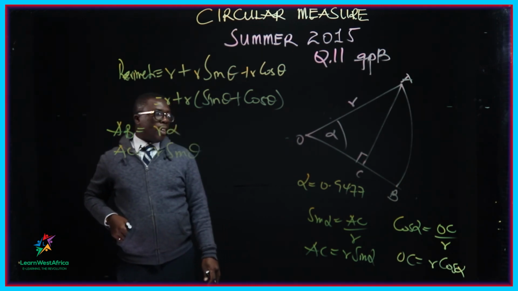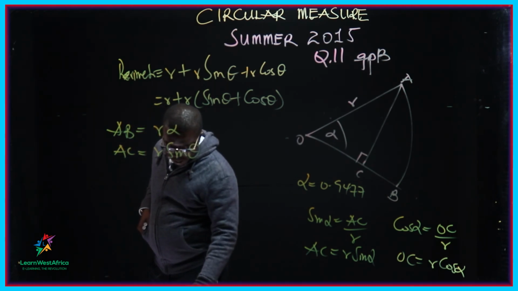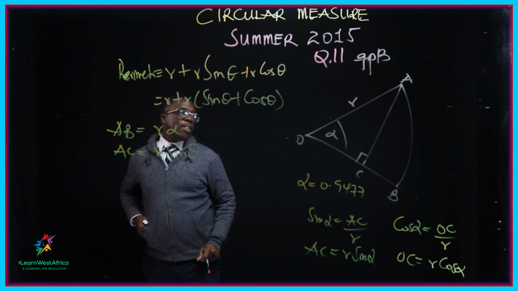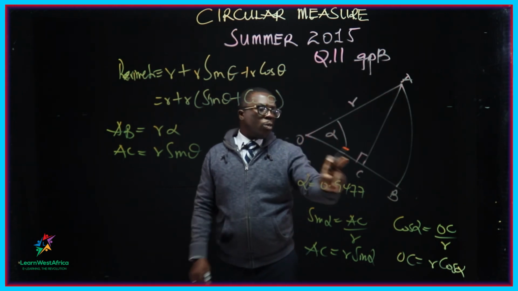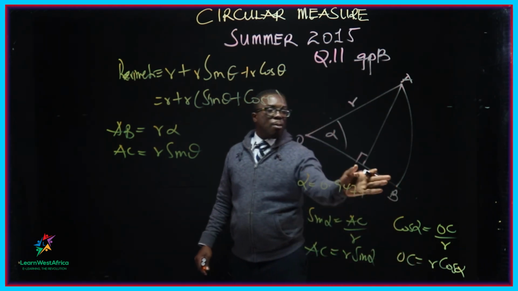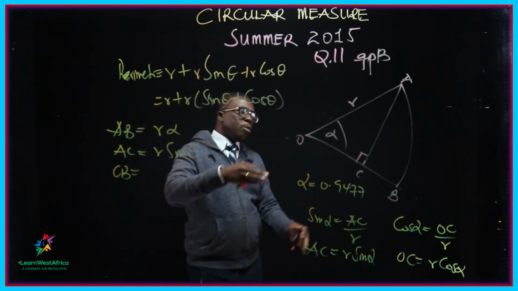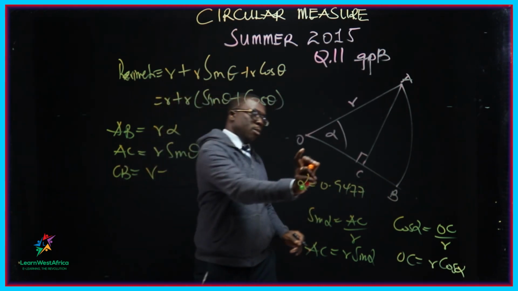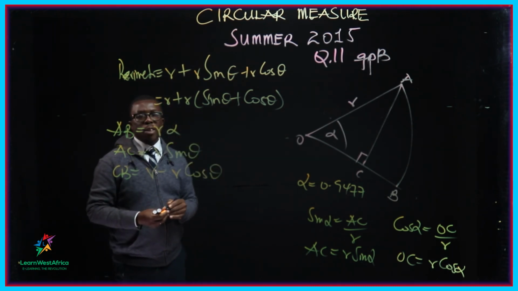All right, so now we are left with BC. Now we know that this is a radius of R. That one is going to give us a radius of R, and OC is R cos theta. Therefore, CB will be the result of taking R minus OC, R cos theta. Just take a second, look at it. It should make sense.